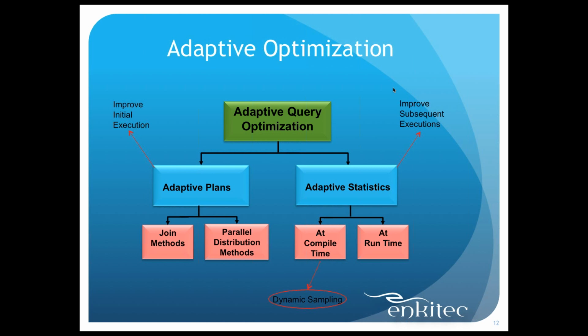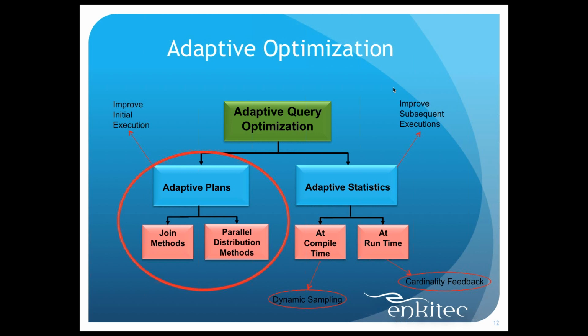On the adaptive statistics side, there's also a split between things that can be done at compile time and things that are done at runtime. The compile time piece is dynamic sampling, which you're probably familiar with from previous releases. That is the ability for the optimizer to actually look at the data distributions as opposed to just taking whatever the statistics say about the data. And then the runtime piece is the cardinality feedback kind of stuff: keeping track of statistics as a plan is executed and seeing whether the estimates it had were accurate or not. So those are the two pieces.